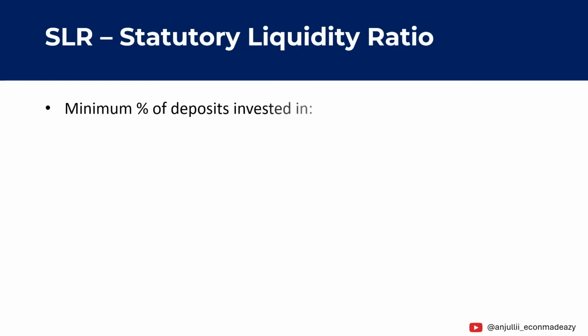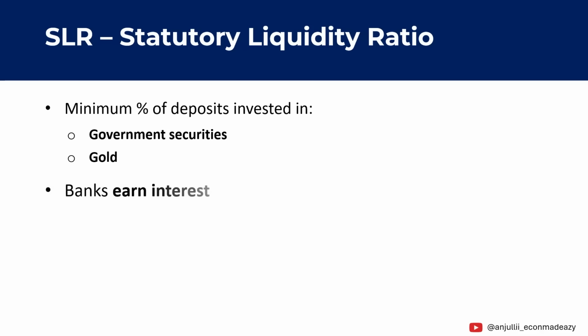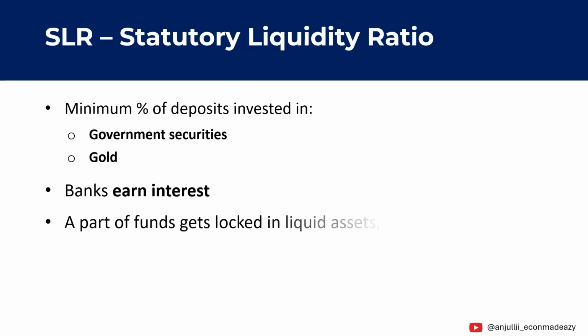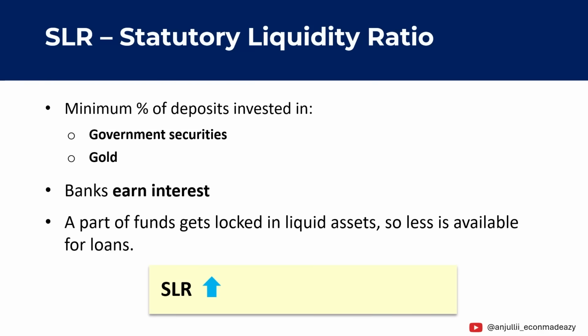SLR is the minimum percentage of deposits that banks must invest in liquid assets such as government securities or gold. Unlike CRR, banks earn interest on these investments. However, these funds still cannot be used for lending to the public. So when SLR increases, banks still have less money available for loans and lending in the economy declines.